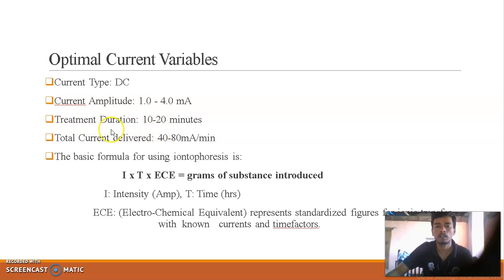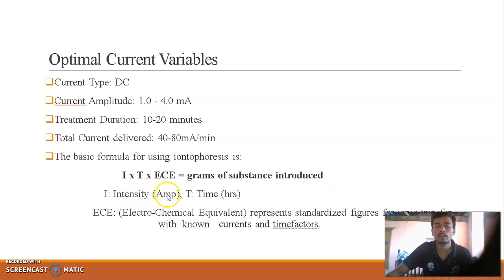Treatment duration. The duration should be 10 to 20 minutes. After the 10 to 20 minutes, it will automatically stop the process. The total current delivery should be 40 to 80 milliampere per minute. The basic formula for the iontophoresis technique is I × T × EC equals grams of substance introduced.